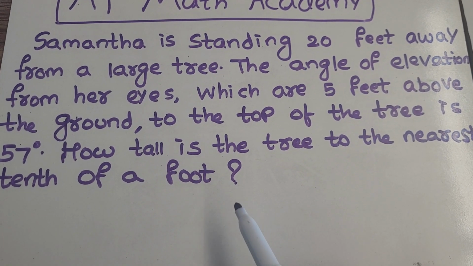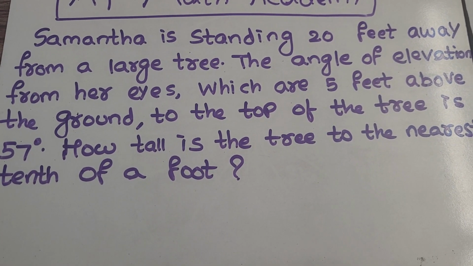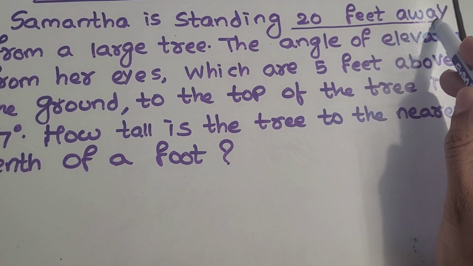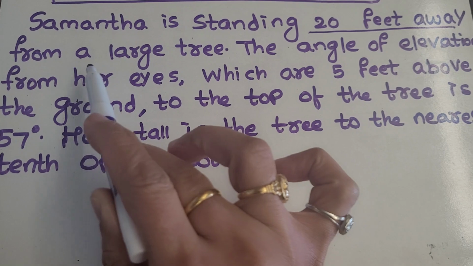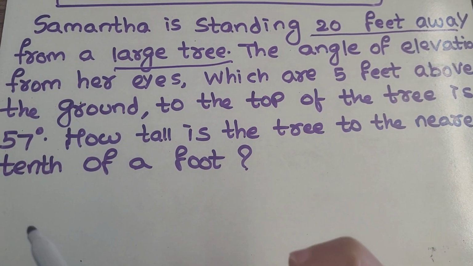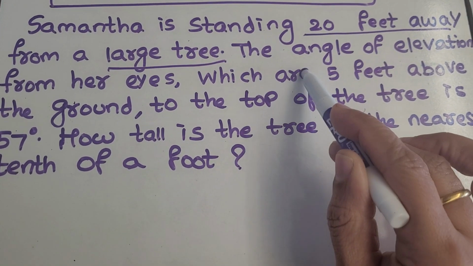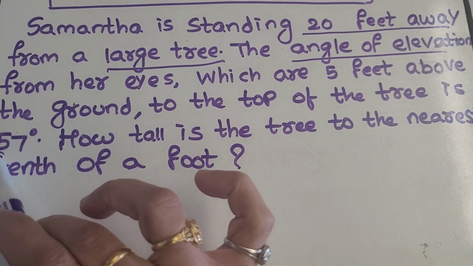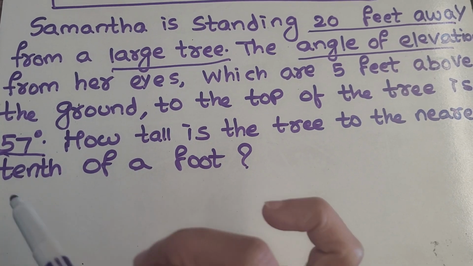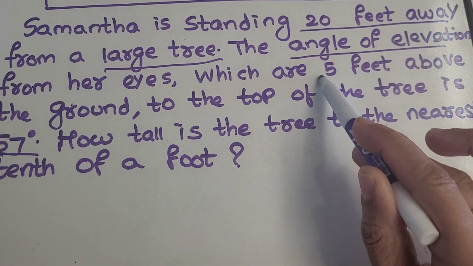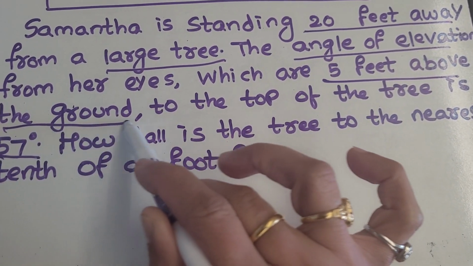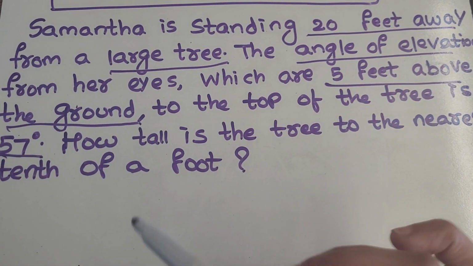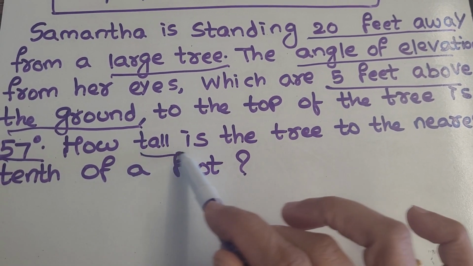So we are going to solve this problem using trigonometry. Samantha is standing 20 feet away. I'm underlining one of the clues, and it is a large tree. And we know that the angle of elevation from her eyes is 57 degrees. But this angle of elevation is 5 feet above the ground. So this elevation is not from the ground, but it is 5 feet above the ground. So now our question is, how tall is the tree?